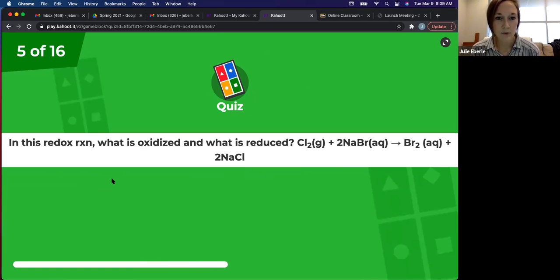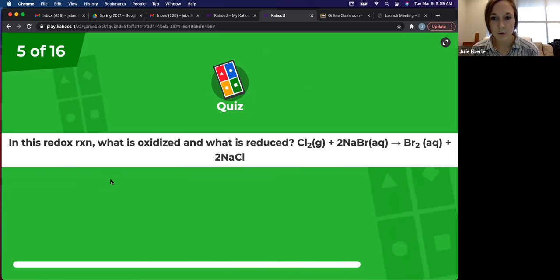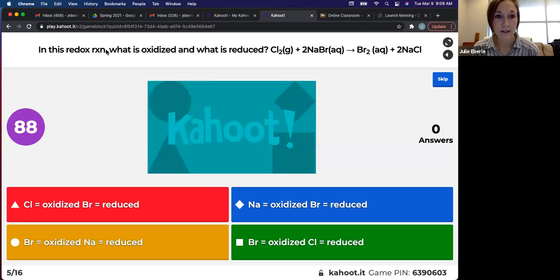In this redox reaction, what is oxidized and what is reduced? Chlorine and sodium bromide. This is a single displacement reaction. I give you a minute and a half on this, so take your time. But you do get points based on how quickly you put your answers in. What is oxidized? What is reduced? So we got chlorine by itself on the reactant side. It displaces bromine. So in the product side, bromine is by itself, and then chlorine is with the sodium.